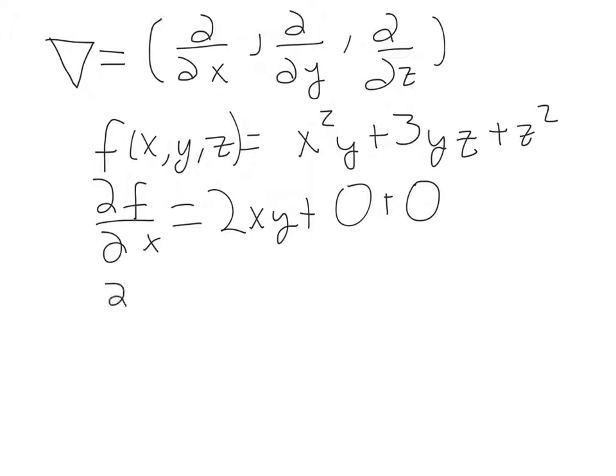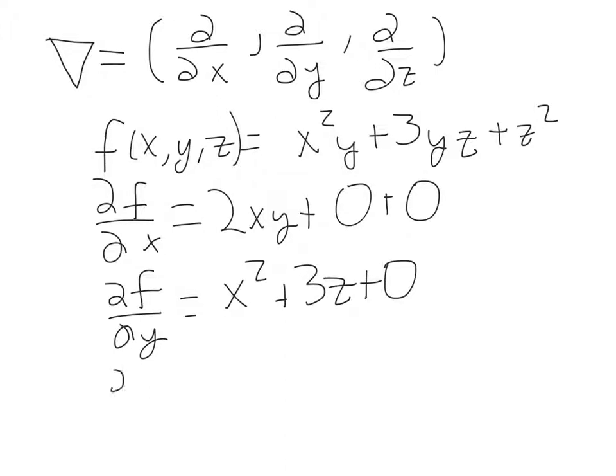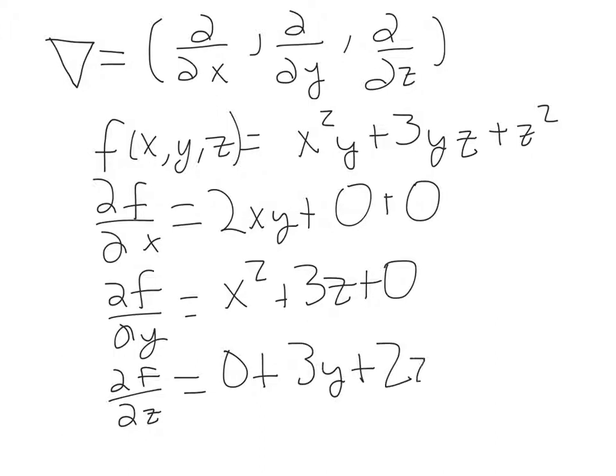The partial derivative of f with respect to y, in this case you would treat y as the only variable and x and z as constants, so you would have x squared plus 3z plus 0. And for the partial derivative with respect to z, you treat z as the only variable and x and y as constants, so you have 0 plus 3y plus 2z. For the purpose of this lesson, I'm assuming that you already know how to take a derivative.